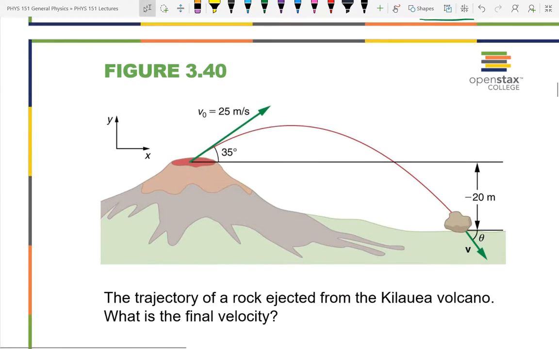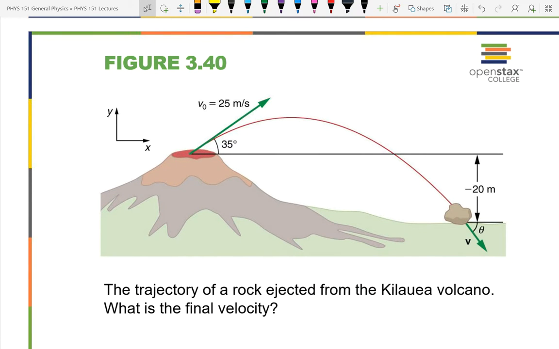Okay, so that's one example. Here's another example. You have a rock that is fired out of a volcano.